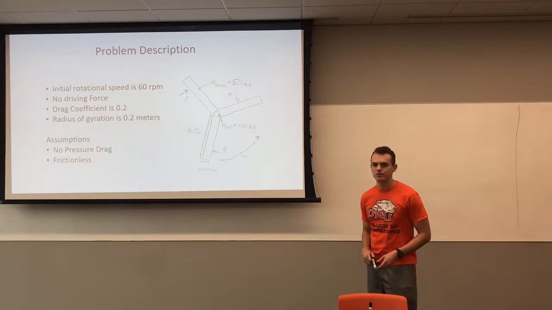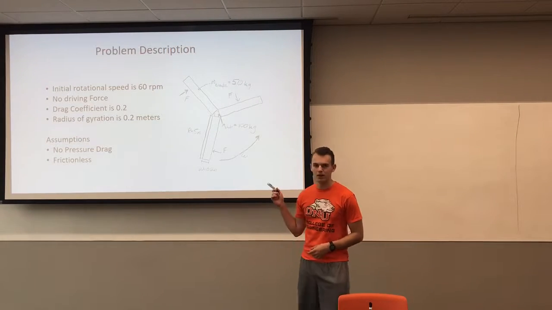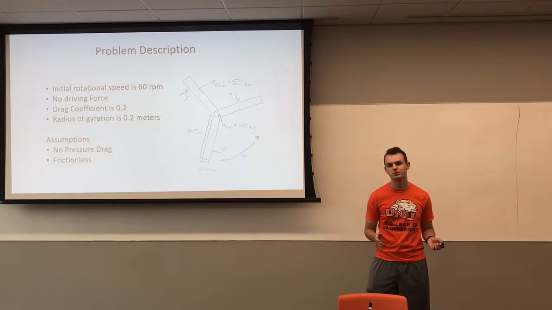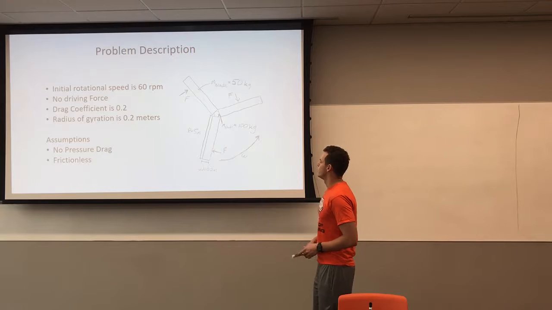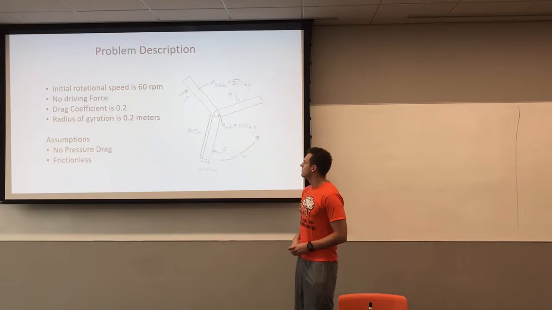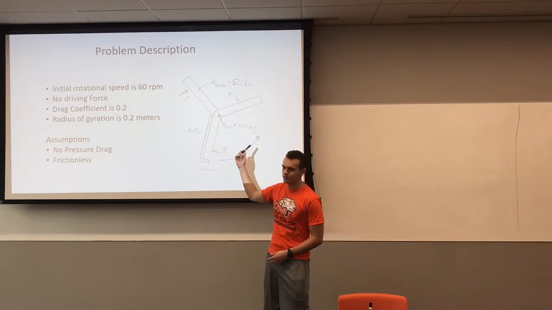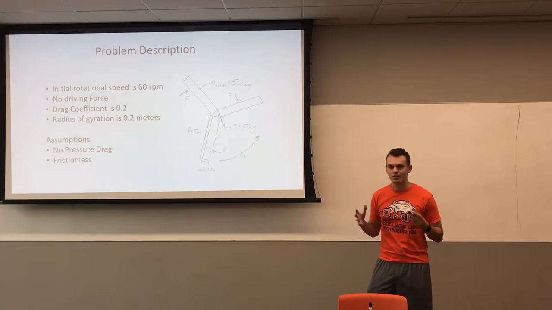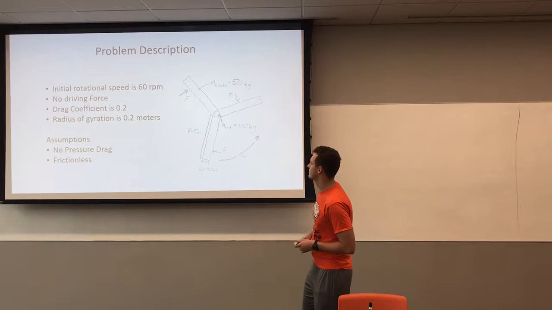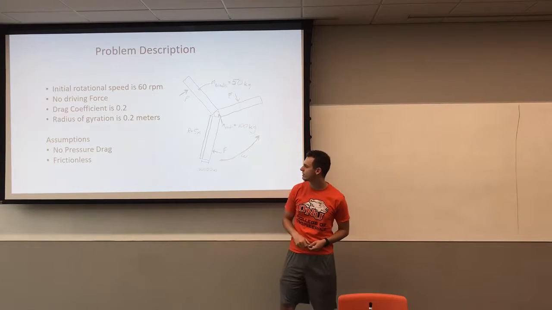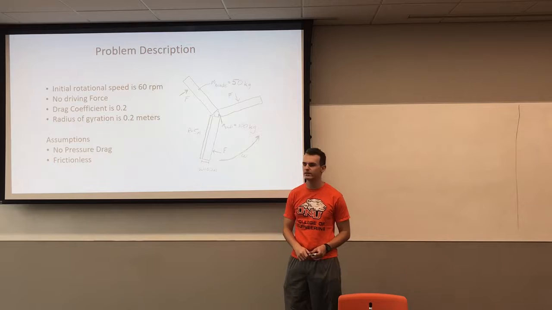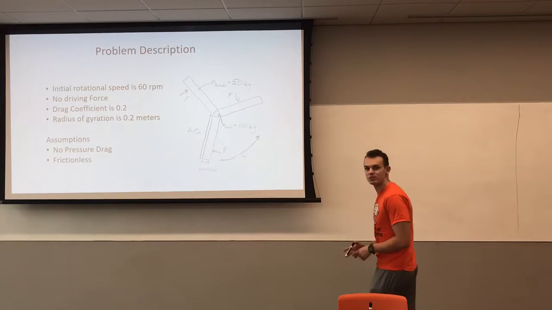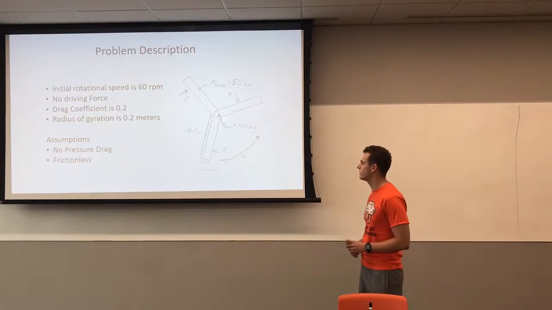The problem description deals with a three-bladed helicopter rotor that has been disengaged from the motor while spinning at an initial speed of 60 RPM, which is shown here by the omega term. This is a figure showing the approximate shape of the rotor system, which is going to have blades that are 5 meters in length by 0.2 meters in width. The mass of the blades is going to be 50 kilograms. The mass of the shaft, as you can see here, is 100 kilograms.